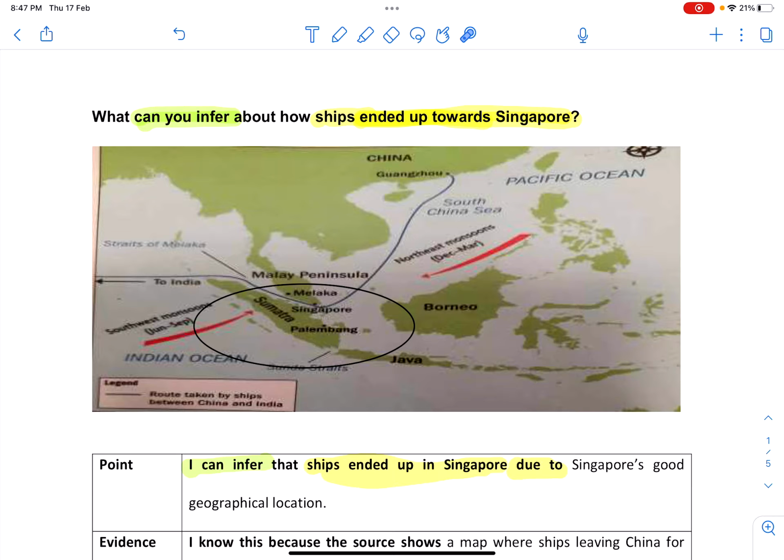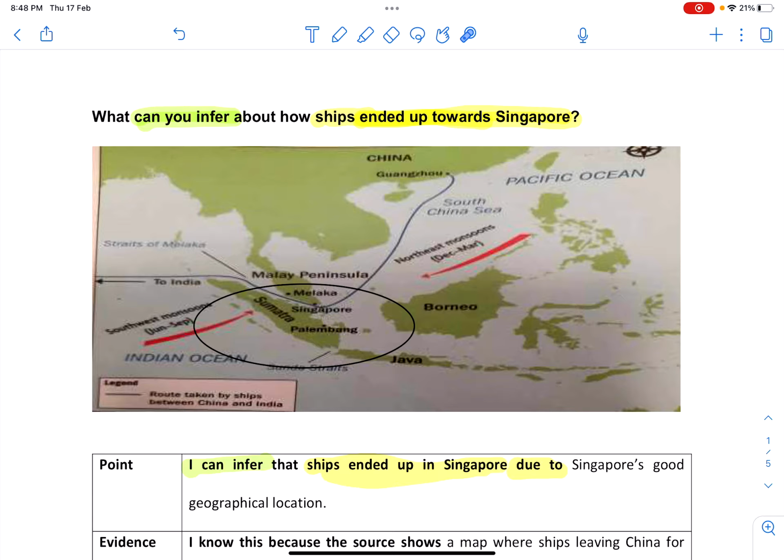And as you can see here, the quickest way is to use the southwest monsoon to go from India in this direction to China. And when they're going back, now they use the northeast monsoon to go from China all the way back to India. And both ways, you can see that they actually pass through this little island here called Singapore.